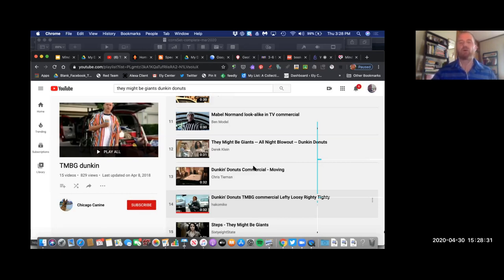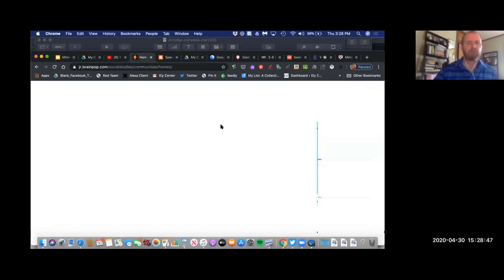If you look through the other ones, you'll find other text structures like sequence or cause and effect or problem solution. All of them basically are problem solution because they're saying that Dunkin' Donuts will help you do this particular thing.